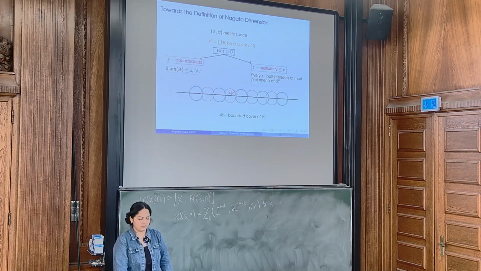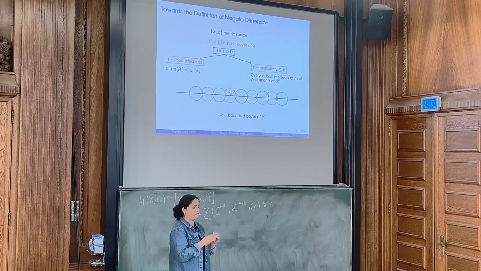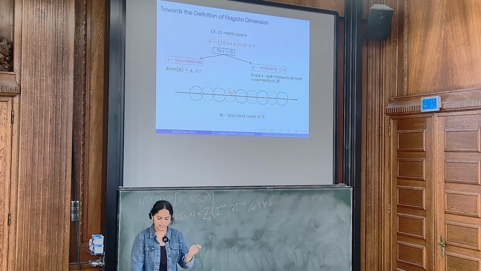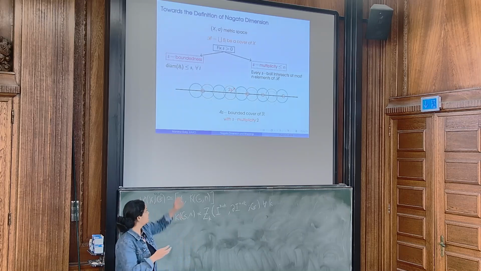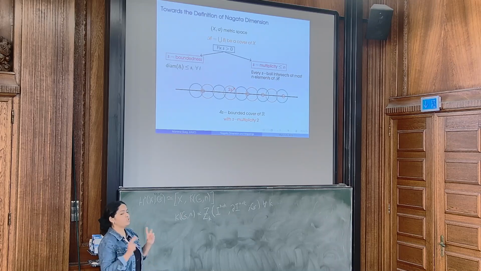For instance, for the real line, if I cover this real line by intervals of radius 2S, this is a 4S bounded cover. And the S multiplicity, if you take any S ball, these small red balls are the S balls, they intersect at most 2 elements of the cover. So S multiplicity is 2.